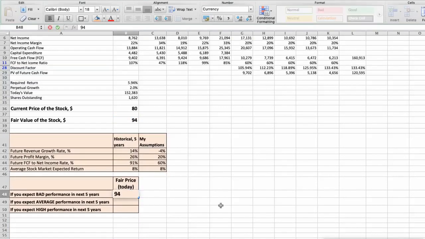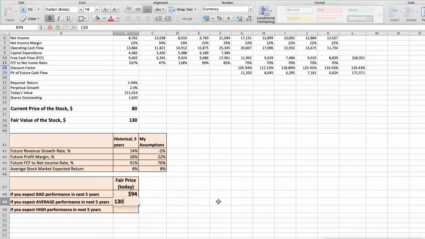Second scenario. Rio Tinto will have average performance in next 5 years, and we will use the following parameters in our calculation. Future revenue growth rate would be average, -2%. Future profit margin would be average, 22%. Future free cash flow to net income rate would be average, 70%. In this case, the fair value of the stock today would be $130.